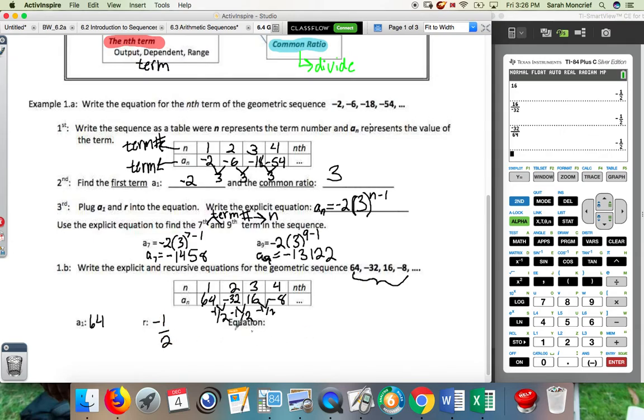Now let's write my equation. Remember, what's always my first thing? A sub n. And then what comes after that? Equals. Now what am I going to plug in for A1? 64. What is super important between A1 and the R? Parentheses. And then what's my R? -1/2. And not -1/2 to the n minus 1. And there you go. That is how you write your equations.